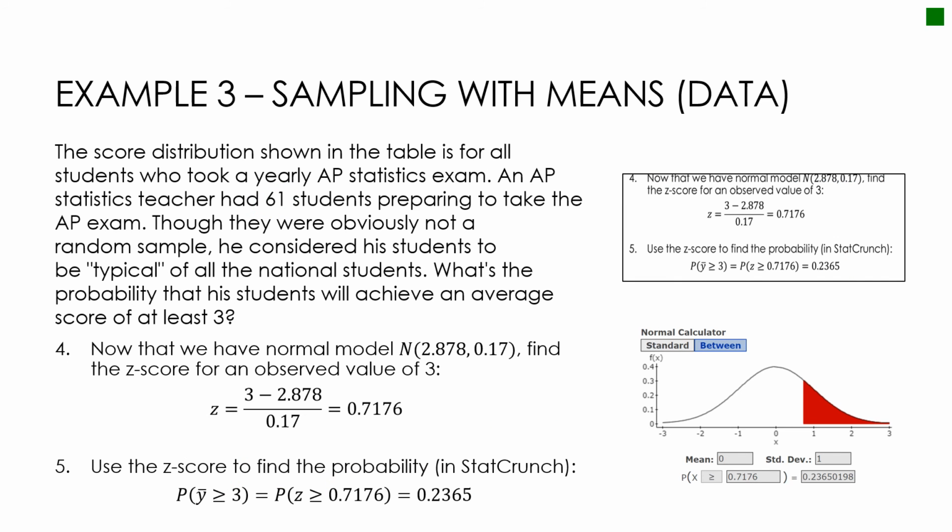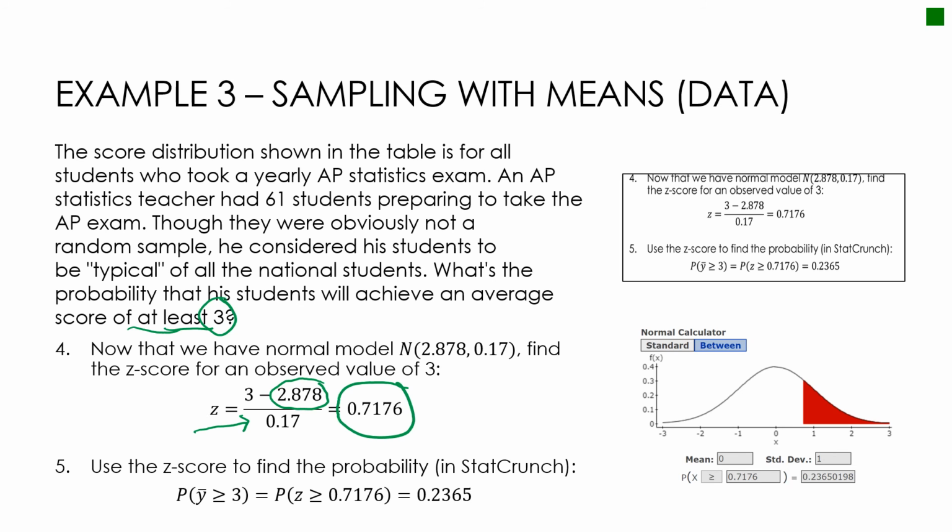So again, what would I do next? I would find a z-score. My observed value is 3. That's what I'm testing. I'm saying 3 or more, so at least 3 means 3 or more. So I found my z-score, which is 3 minus my mean of 2.878 found in StatCrunch, divided by that standard deviation from StatCrunch, and then divided by radical 61 to give me this z-score.